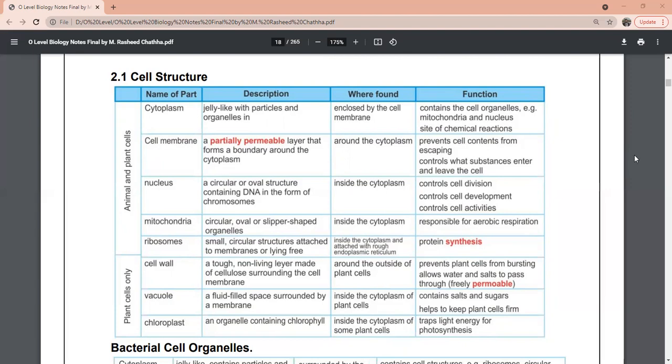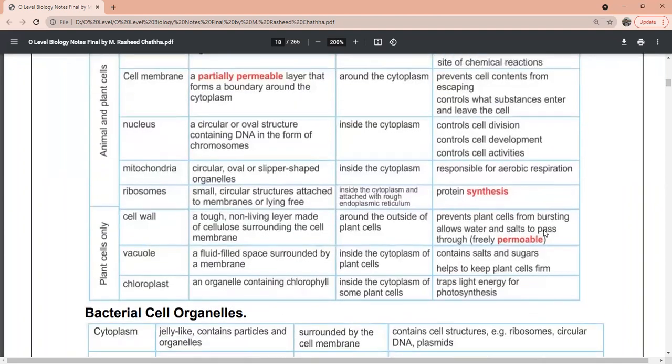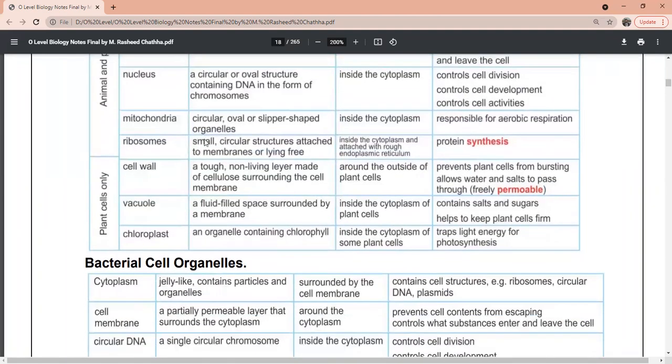Then is the nucleus, which is a circular or oval structure containing DNA in the form of chromosomes. It is located inside the cytoplasm, and it controls cell division, controls cell development, and controls the cell activities, because this is the control center. Next are mitochondria; if it is singular it is called mitochondrion, and if it is plural it is called mitochondria. They are circular, oval, or slipper-shaped organelles inside the cytoplasm, and are responsible for aerobic respiration.